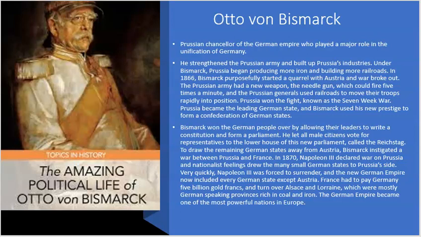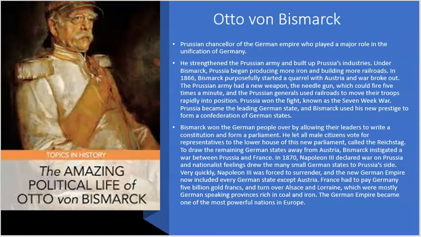The Prussian army had a new weapon, the needle gun, which could fire 5 times a minute, and the Prussian generals used railroads to move their troops rapidly into position. Prussia won the fight known as the 7-Week War. Prussia became the leading German state, and Bismarck used his new prestige to form a confederation of German states.